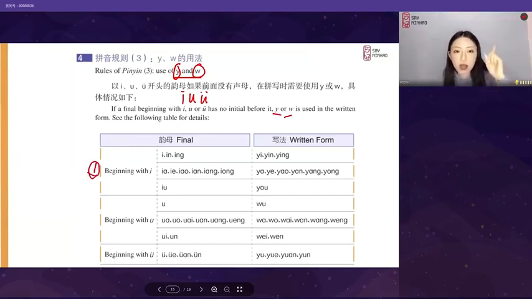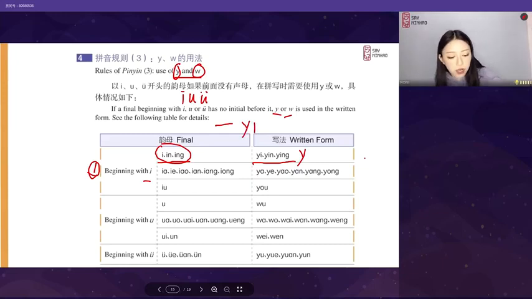For example, first situation, when the final begins with i, and here, i, in, and ing, these three finals all begin with i, right? We will write it as this. We just put this initial before it. For example, for this character, 一, it means one, right? Actually, the pronunciation of 一 is only made by the final i. We don't need any initial. We can just pronounce it without any initial, right? We just use the final i, then we can pronounce it. But when we're writing, we need to write an initial for it. Okay, so this is the first situation.